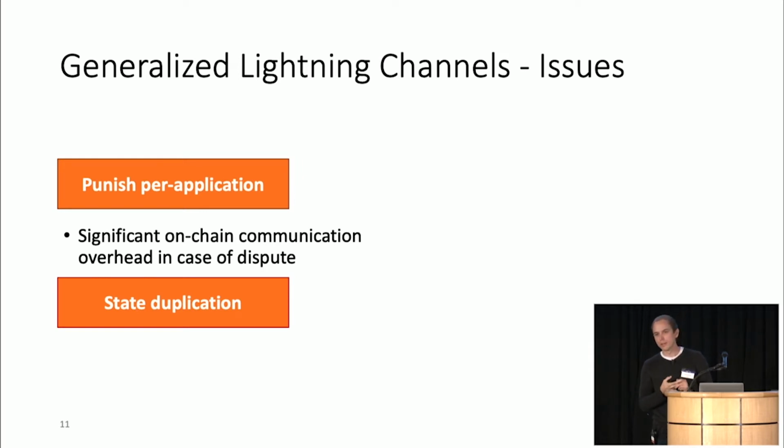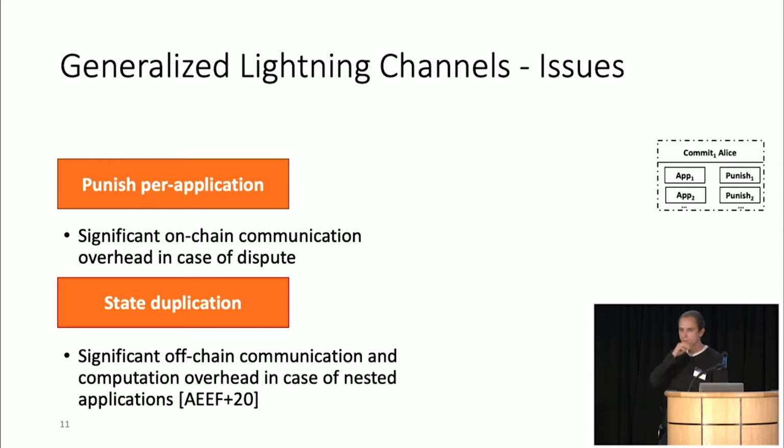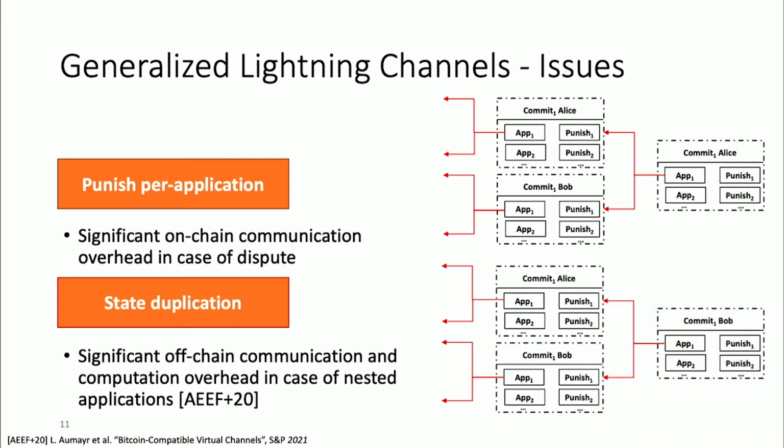The second one is the state duplication, which is bad enough by itself because you need to store all the applications twice, but it gets even worse if you have nested applications. We pointed this out in another paper, the Bitcoin compatible virtual channels. The high-level idea is that if you have nested applications, like channels on top of channels, because you can never truly know which commit transaction, the one of Alice or the one of Bob, ends up going on-chain, you need to create the nested commit transactions on both of the commitments. So you have 4 now. If you go one step further, you would again need to create the commitment for both parties on all of these 4, so you would have 8. And so you have an exponential blow-up. So it's also not really desirable.